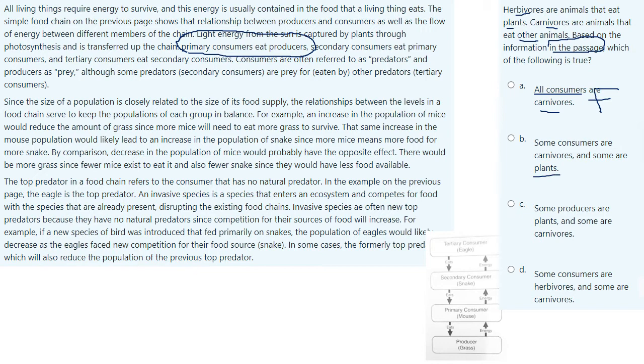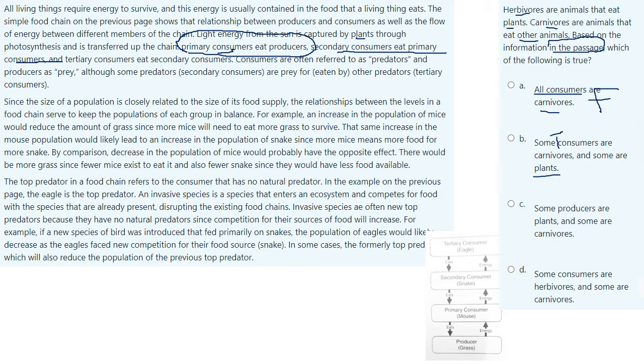Well, plants are producers, but animals are consumers. Plants produce their own energy. On the other hand, animals need to eat other organisms to get their energy. So some consumers, secondary consumers, eat primary consumers. That's true. And tertiary consumers eat secondary consumers. So consumers are carnivores. That first part is true.